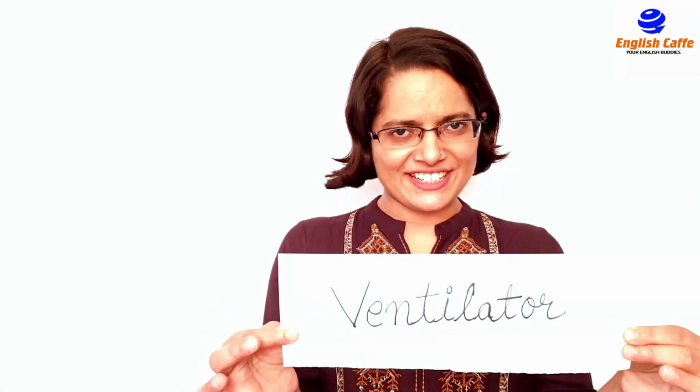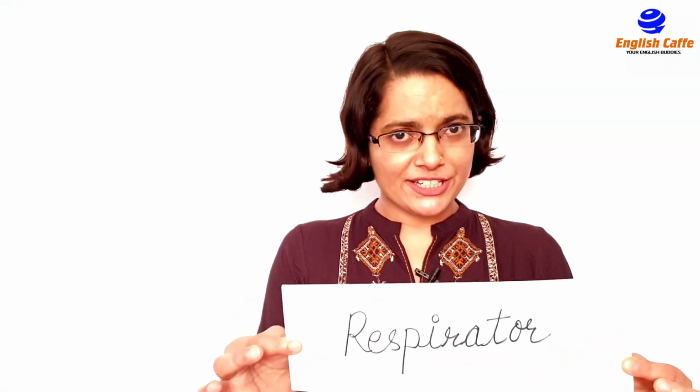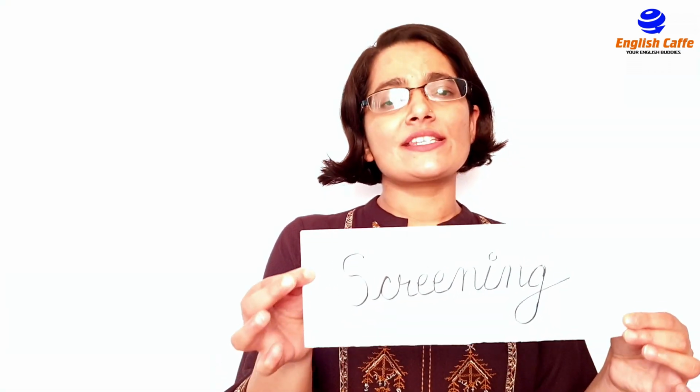Next one is ventilator. Ventilator is a machine that is used on a patient to give them oxygen. So when somebody has acute respiratory problems, a ventilator is used to supply oxygen to them. Next one is respirator. Respirator is a mask-like device which is used by doctors and other healthcare professionals to protect themselves from the dust or microorganisms like bacteria or virus from entering their mouth or nose. So that is respirator.